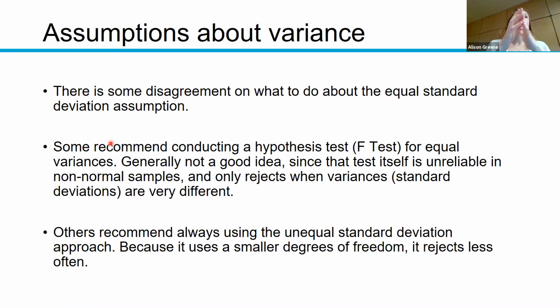Some recommend conducting a hypothesis test or an F-test to determine statistically whether or not there's a significant difference in the variances before then continuing with these formulas. But some don't necessarily agree with that because the test can be unreliable. Sometimes others just recommend always assuming they're unequal because this is a more conservative test and you could trust the results more even if your variances are actually equal.